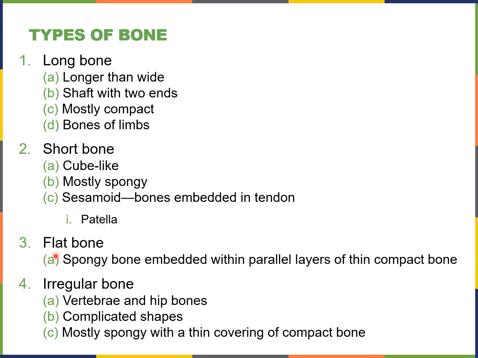We also have flat bones. These are spongy bone embedded within parallel layers of thin, compact bone. And this is usually in places like our breastbone or our ribs, things that need to protect some really important internal organs. And then we also have irregular bones. So these are things like our vertebrae and hip bones that have kind of notches to them. They're a little bit irregularly shaped. They're complicated shapes oftentimes, and usually they're spongy with kind of a thin covering of compact bone.